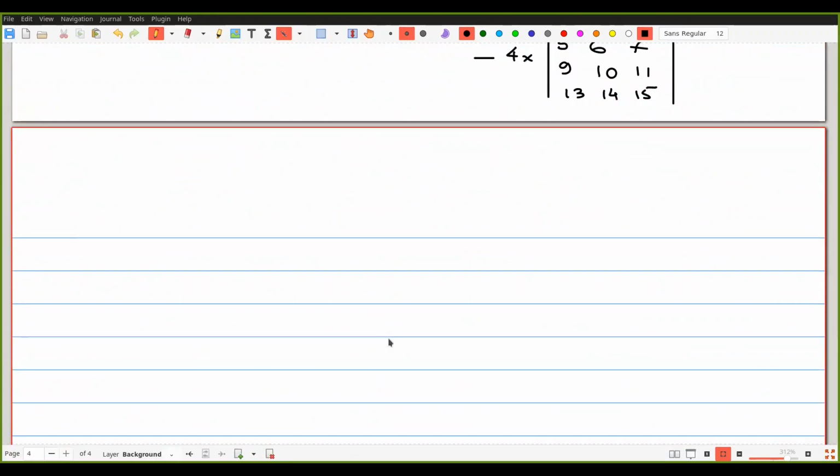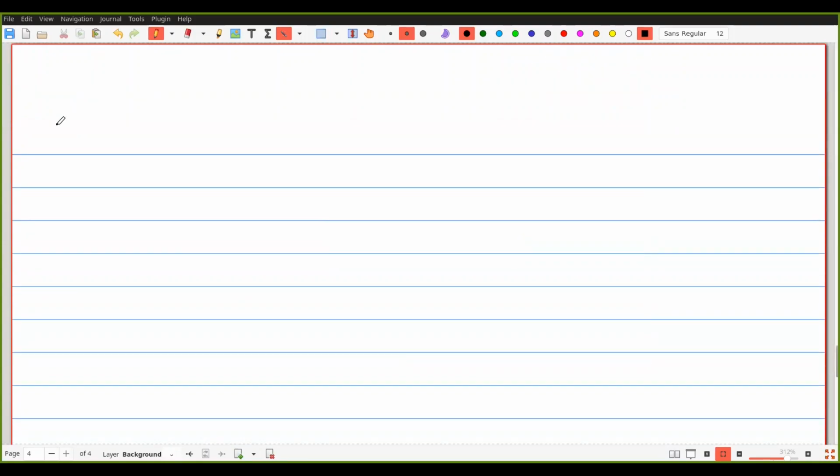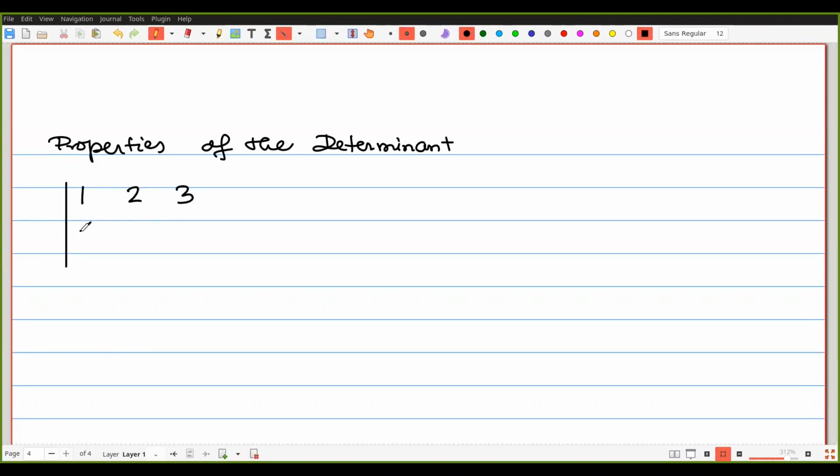So next we are proceeding with some properties of the determinant. Properties of the determinant. Anyone who has mathematics in class 12 or has knowledge of determinants, can you say what is the value of that one? Anyone? Without any calculation. Zero. Why?